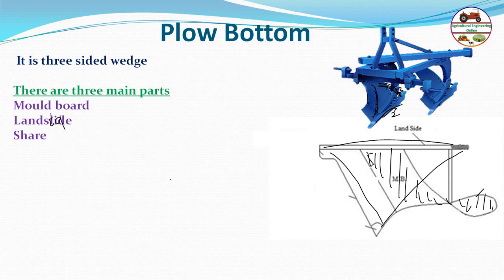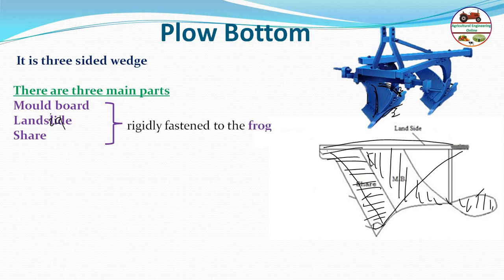Then the shear. Shear is another most important, or main, component of the mold board plough. It actually penetrates into the soil, or cuts the soil. So shear is this part. This part is the shear of the plough bottom. So these three, mold board, land side and shear, are rigidly fastened to the frog.